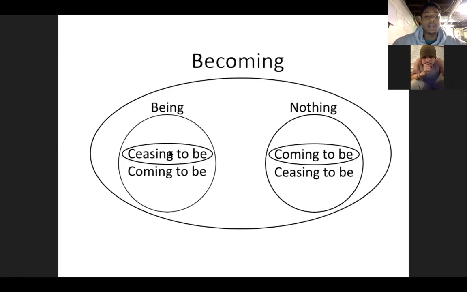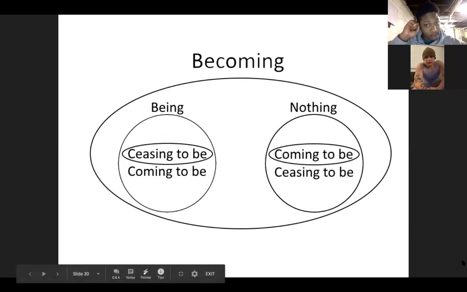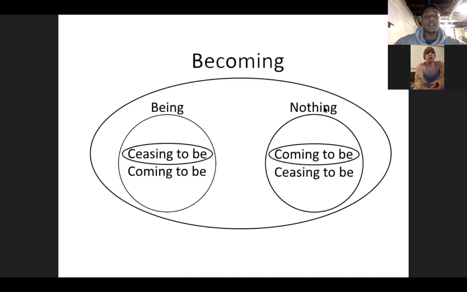So in being, you're ceasing to be, but you're also coming to be at the same time. And that's all encapsulated in being. But being is also encapsulated in becoming as well. And so this is kind of a dialectical model in the same way, where becoming could also be part of something else over here, but only if, for becoming, the negation of the negation would be being, and then you're also negating being by being nothing.